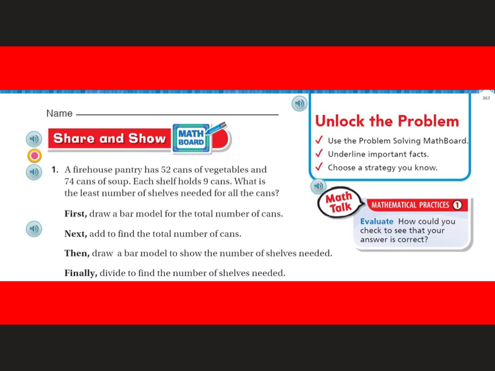A firehouse pantry has 52 cans of vegetables and 74 cans of soup. Each shelf holds 9 cans. What is the least number of shelves needed for all the cans?